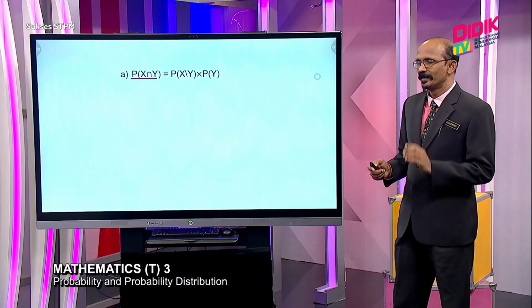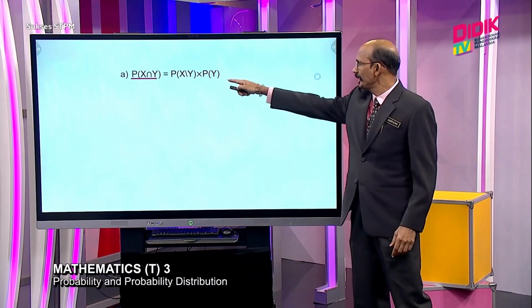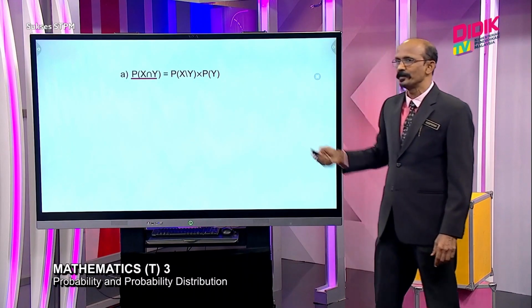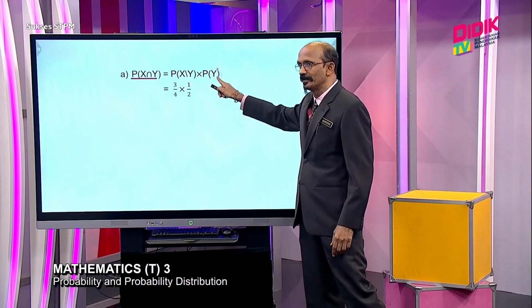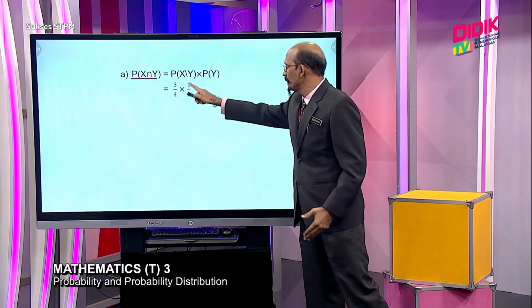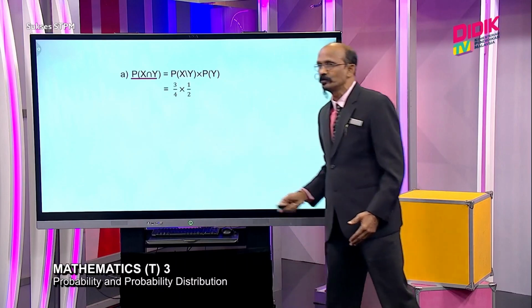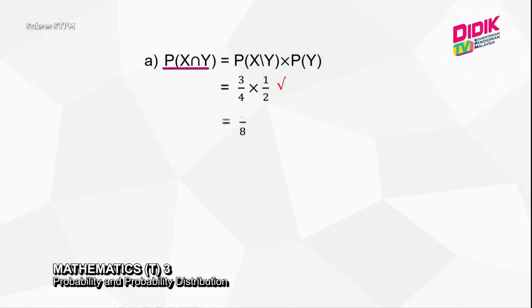Question A, because both, so I use probability X intersect with Y. So I use the main formula, which you get from the formulas just now. So we substitute 3 over 4 times 1 over 2, and then we get 1 mark there, and then my answer 3 over 8, I get 1 mark. So you get 2 marks. Very straightforward question. But the condition, you should be able to convert the statement.